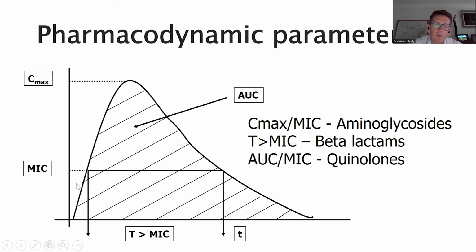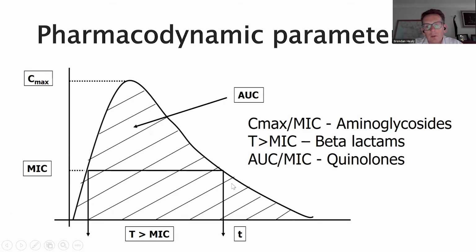But actually, if you give a continuous infusion, you could flatten out this curve. You could increase the time over MIC, reducing the potential toxicity related to high dosing, and also reducing the risk of being below the cutoff of the MIC.